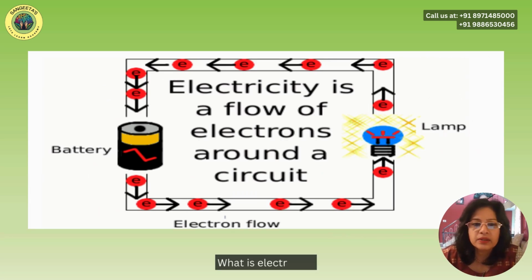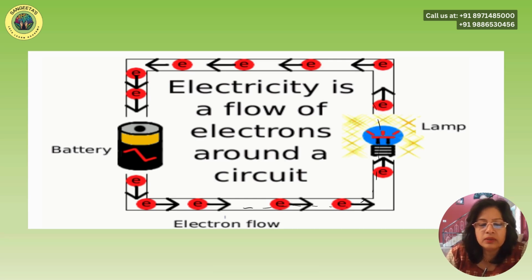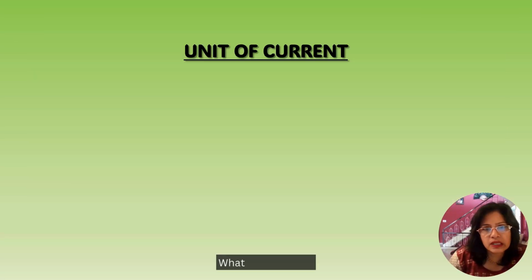Electricity means what? Electricity means the flow of electrons around a circuit. How the electrons are flowing around a circuit, that is known as flow of electrons. What is current?